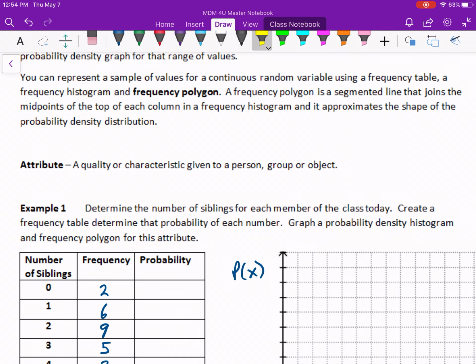You can represent a sample of values for a continuous random variable by using a frequency table, which we'll look at, a frequency histogram, or a frequency polygon. A frequency polygon, which I think I've used a little bit before now, but just to remind you, is a segmented line that joins the midpoints of the top of each column in a frequency histogram, and it approximates the shape of the probability distribution. So we're basically going to connect the dots. We put a dot at the top of each bar and connect the dots with straight lines. That'll give us an idea of the shape.